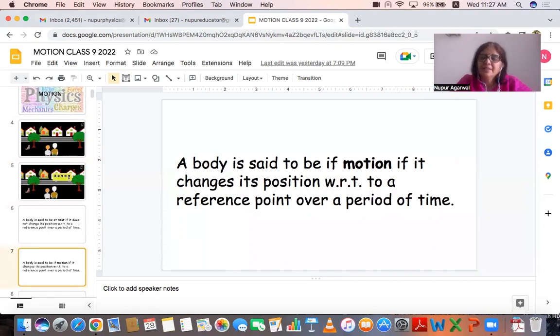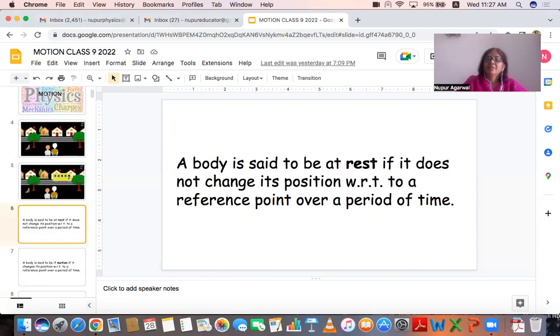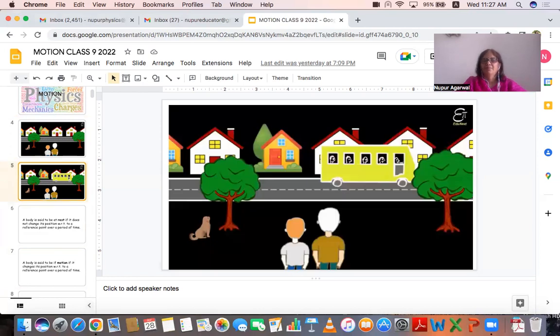Now, a body is said to be in motion if its position changes with respect to a reference point over a period of time. So if the body's position is changing with respect to a reference point over a period of time, then we say that the body or the object is in motion. Now we will refer to this picture and I will ask you certain questions and you have to answer.